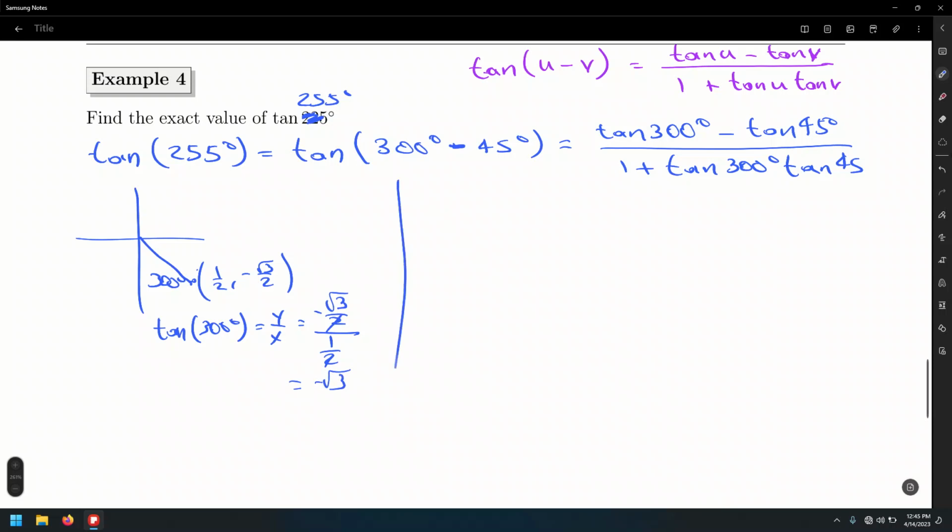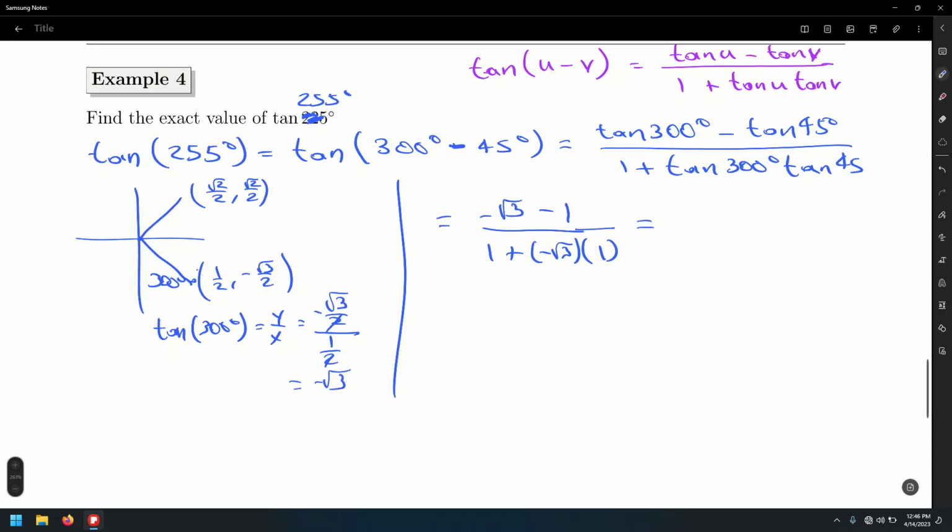So that's going to be negative root of 3 minus tangent of 45 degrees. 45 degrees has the point root of 2 over 2 comma root of 2 over 2. And the tangent function asks us to evaluate y over x. In this case, root of 2 divided by itself is just 1. So 1, divided by the quantity 1 plus tangent of 300, again a negative root of 3, times 1.